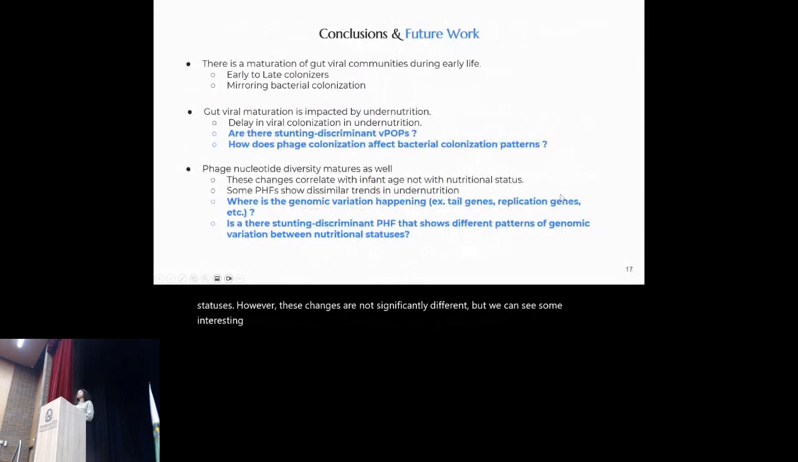So to conclude, our work demonstrated that there is a maturation of gut viral communities during early life, that we have early and later colonizers, same as what we have with bacterial colonization, that this gut viral maturation is impacted by undernutrition, and there is potentially a delay in this viral colonization. We need to further study this to see if there are viral populations that are discriminant or static. So, for example, if they are only present in stunted children, and also how does this phage colonization affect bacterial colonization patterns.